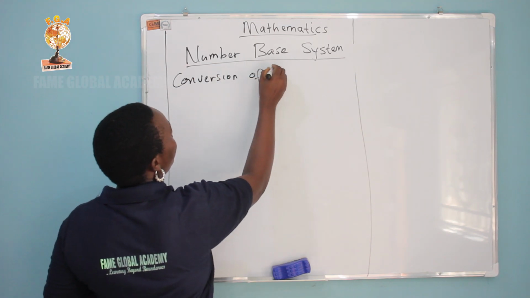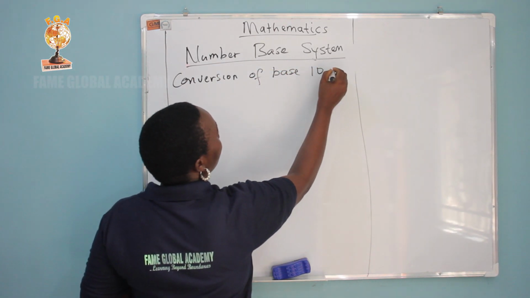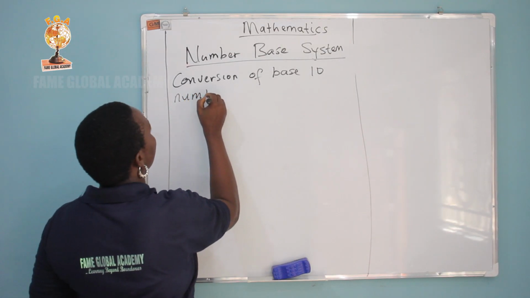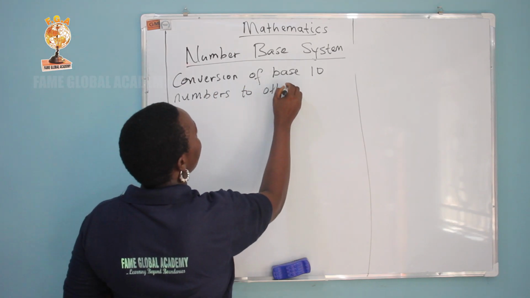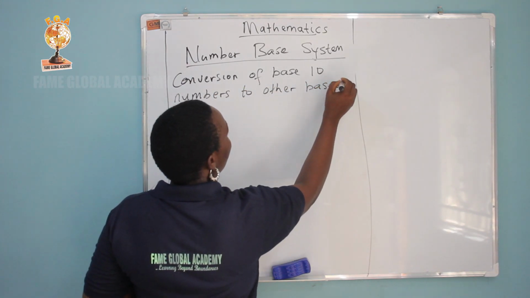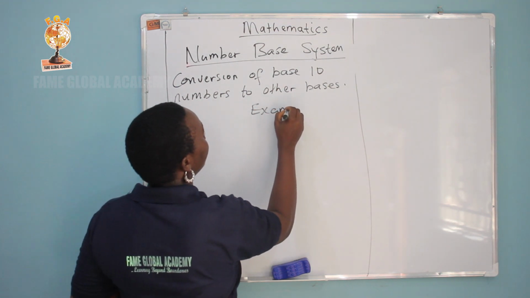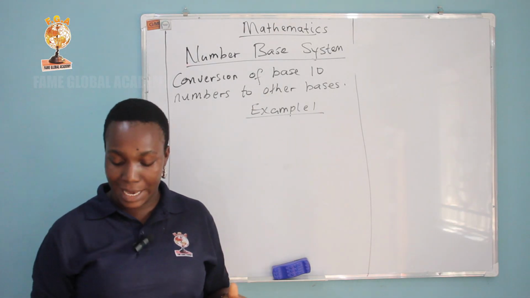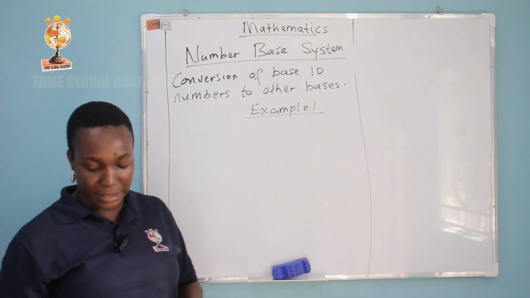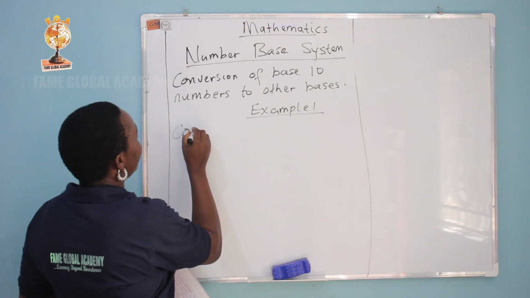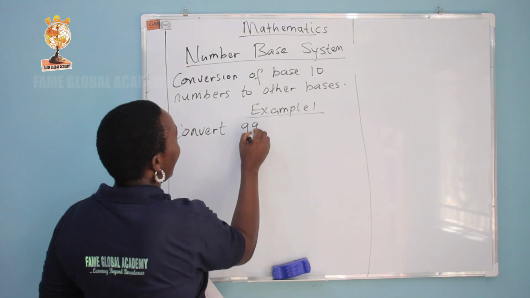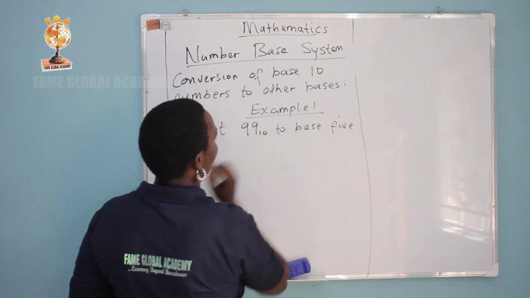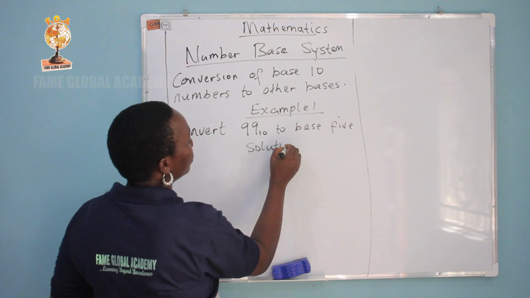Conversion of base 10 numbers to other bases. Okay, so we have example 1. Example 1 says we should convert 99 base 10 to base 5. Okay, so let's solve. Solution.